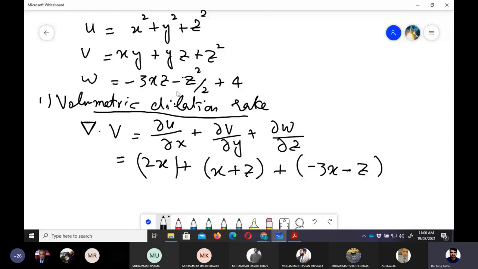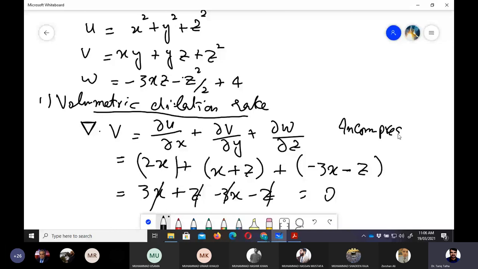How we have written partial u by partial x: we have just taken the derivative and put the value there. So now if you simplify it, that would be equal to 3x plus z minus 3x minus z. So this would be cancelled. So volumetric dilation rate is equal to 0, which means that this flow field is incompressible because the volumetric dilation rate is equal to zero.